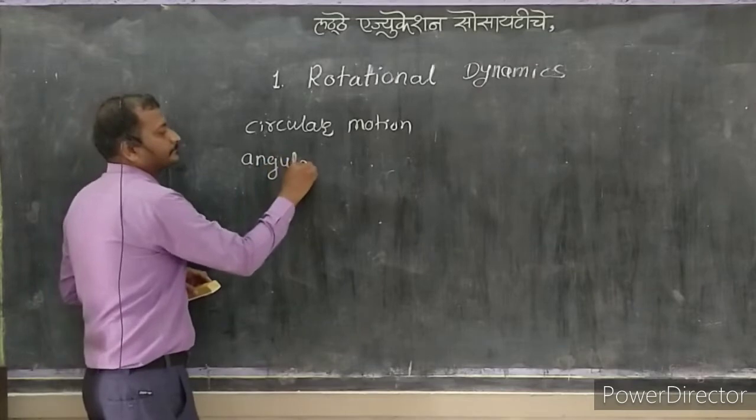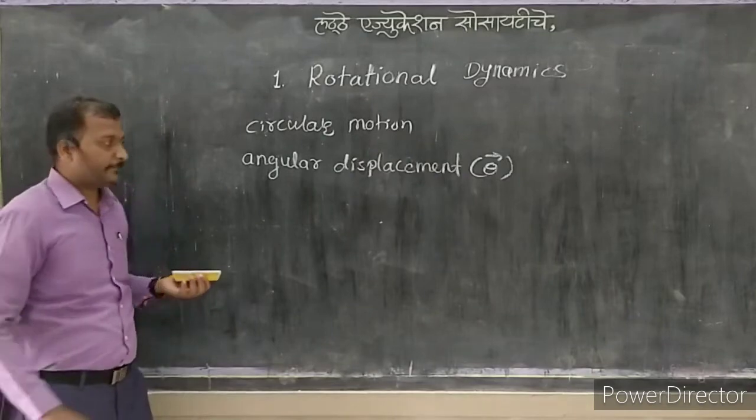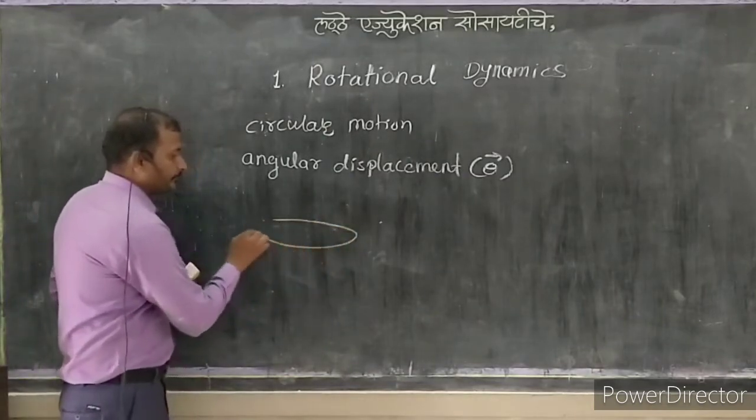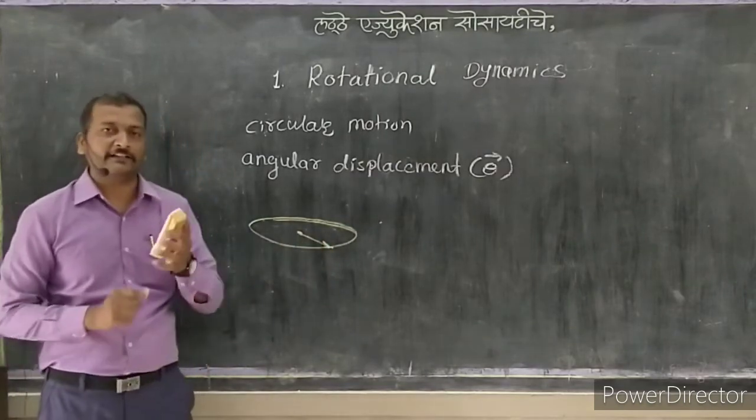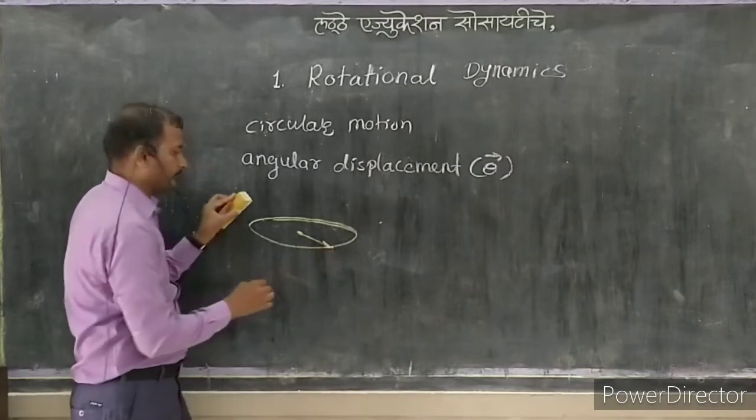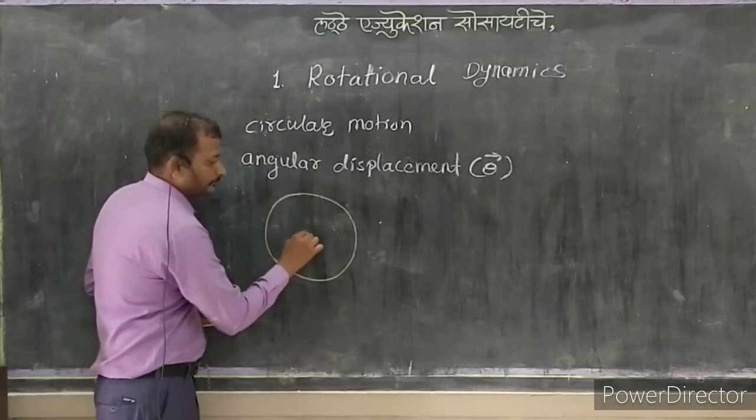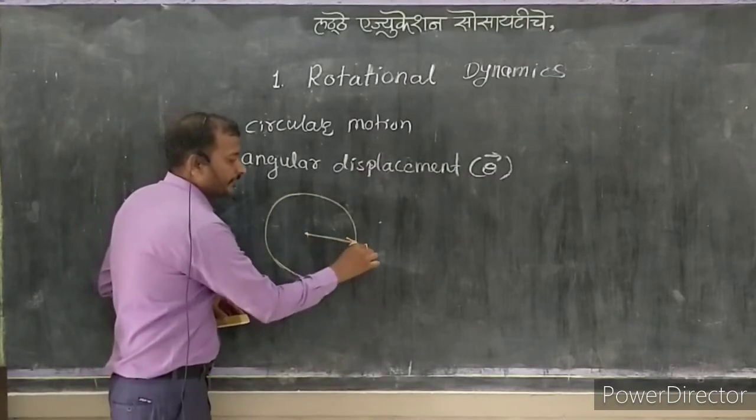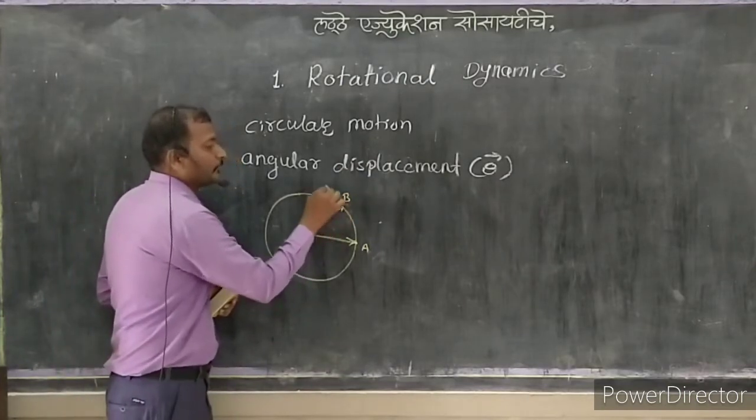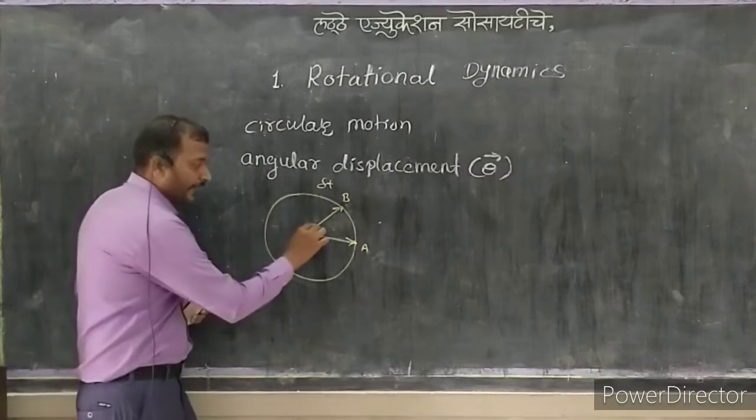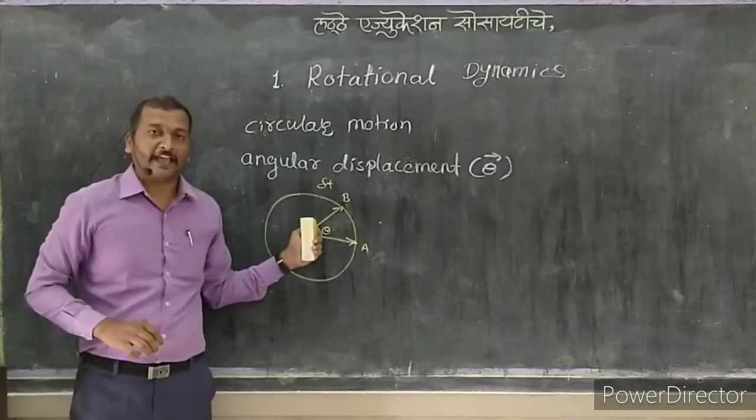Next definition is angular displacement. Angular displacement is denoted by theta bar. Now, what is angular displacement? Angular displacement is the angle drawn by the radius vector in a small interval of time. Consider a particle in circular motion, initially at point A, and if after a small interval of time delta t it comes to point B, then the angle drawn by the radius vector in that small interval of time is called the angular displacement.